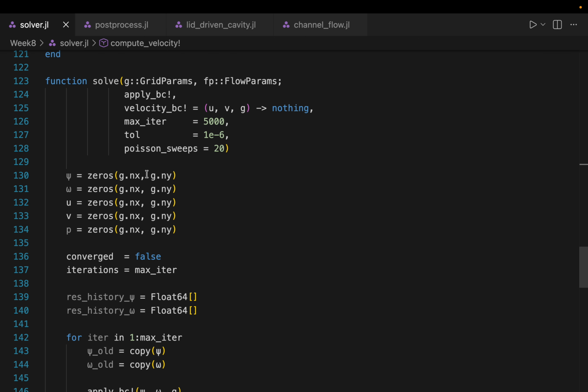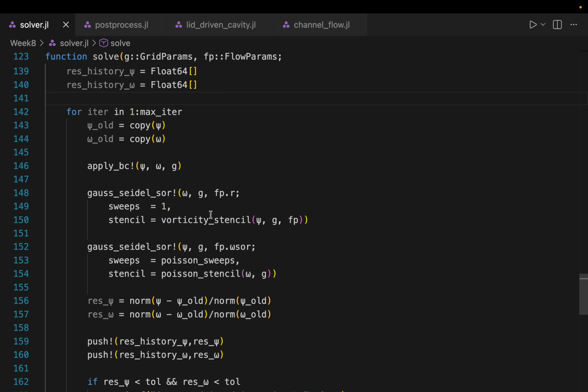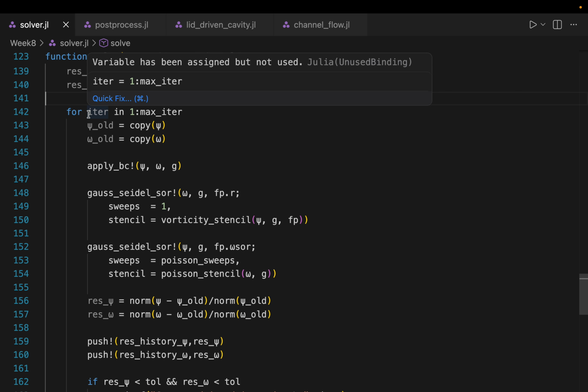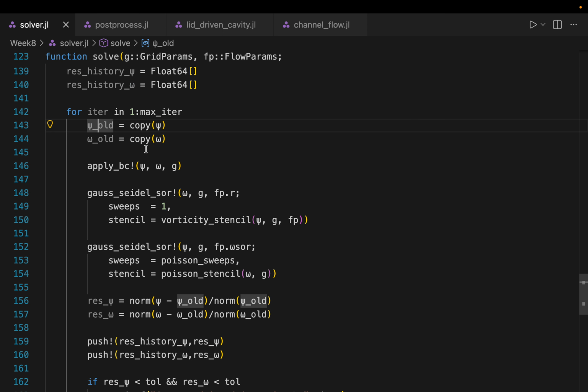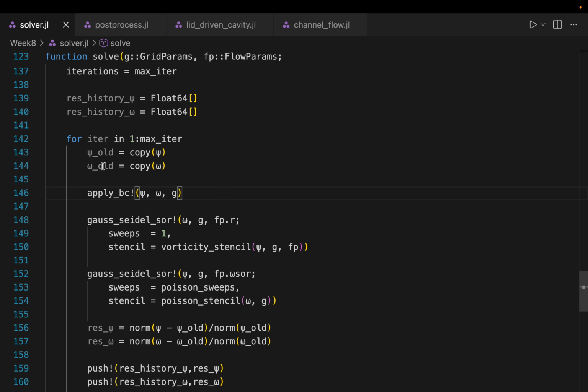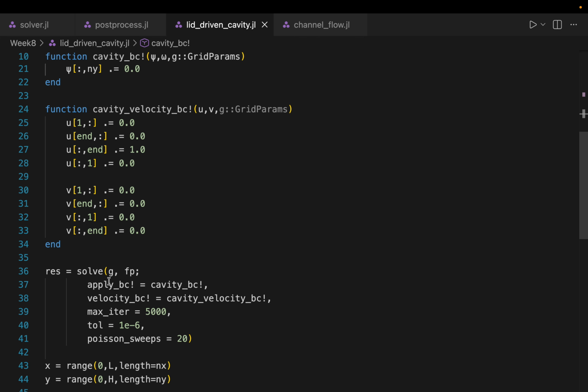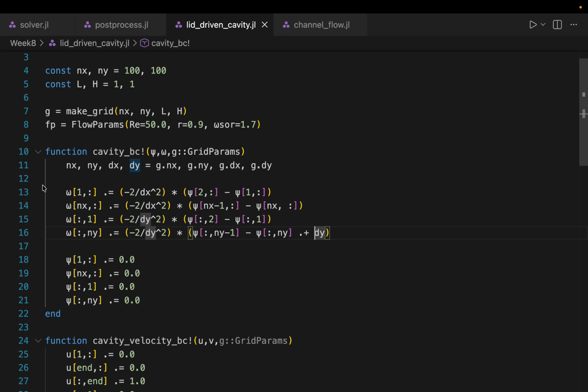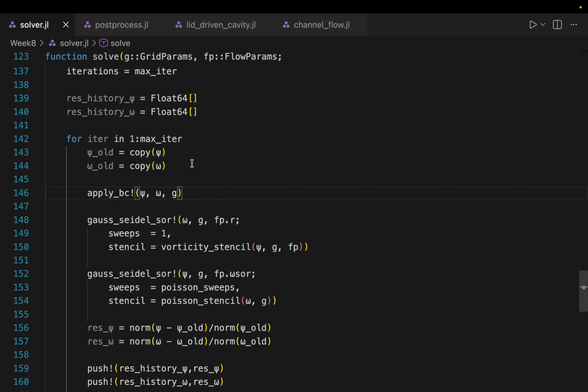Now the solution. Initially we are assuming psi, omega, everything to be 0 throughout. And then this is the main iteration loop. First we'll copy them into an array, but this is only to ensure that we can calculate the error later and see how the error changes as a function of iteration number. First step is to apply the boundary conditions. This apply BC is a function that will change from problem to problem. For the lid driven cavity, the apply BC function is the cavity BC, which is this particular one that we have already discussed. If it is a different problem, then this will keep changing.